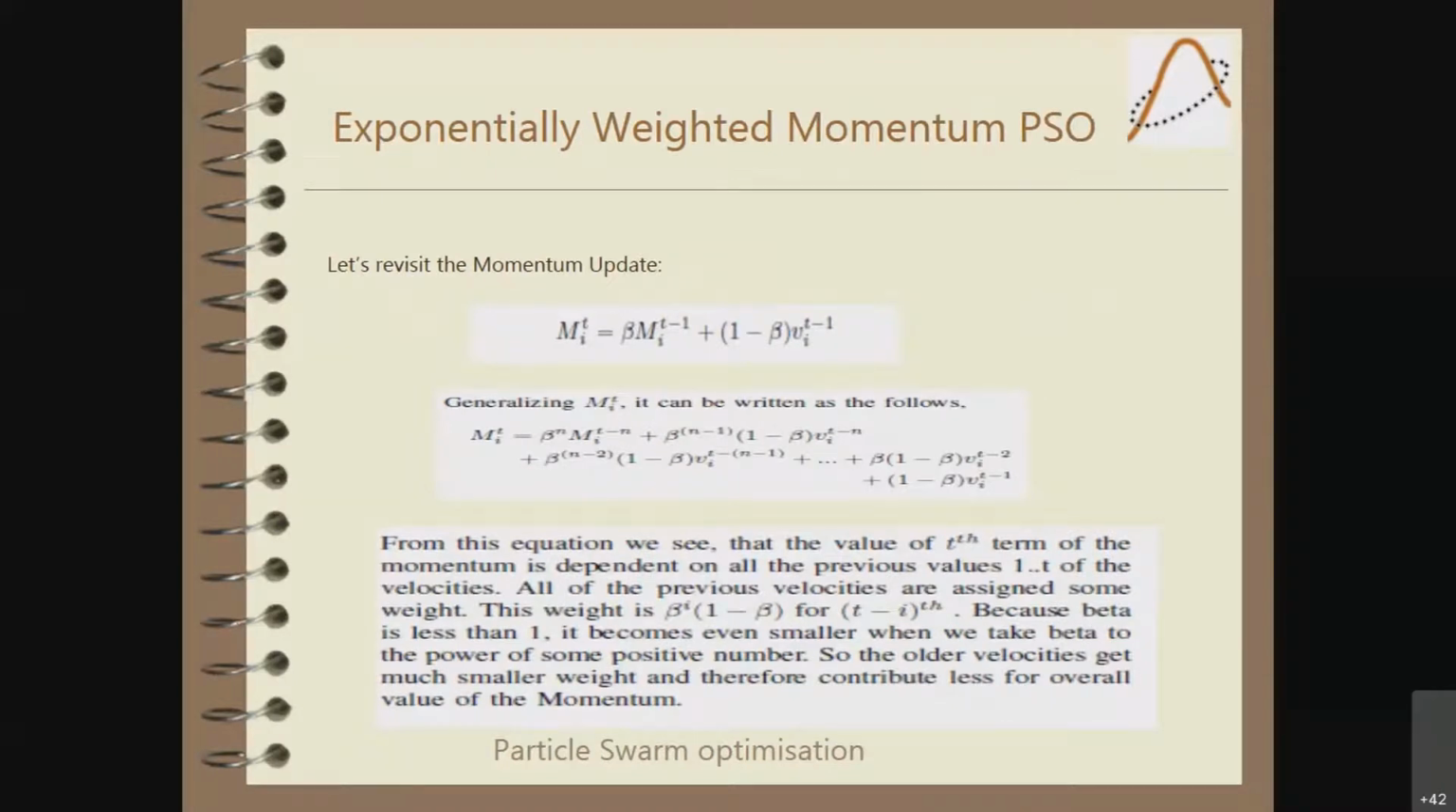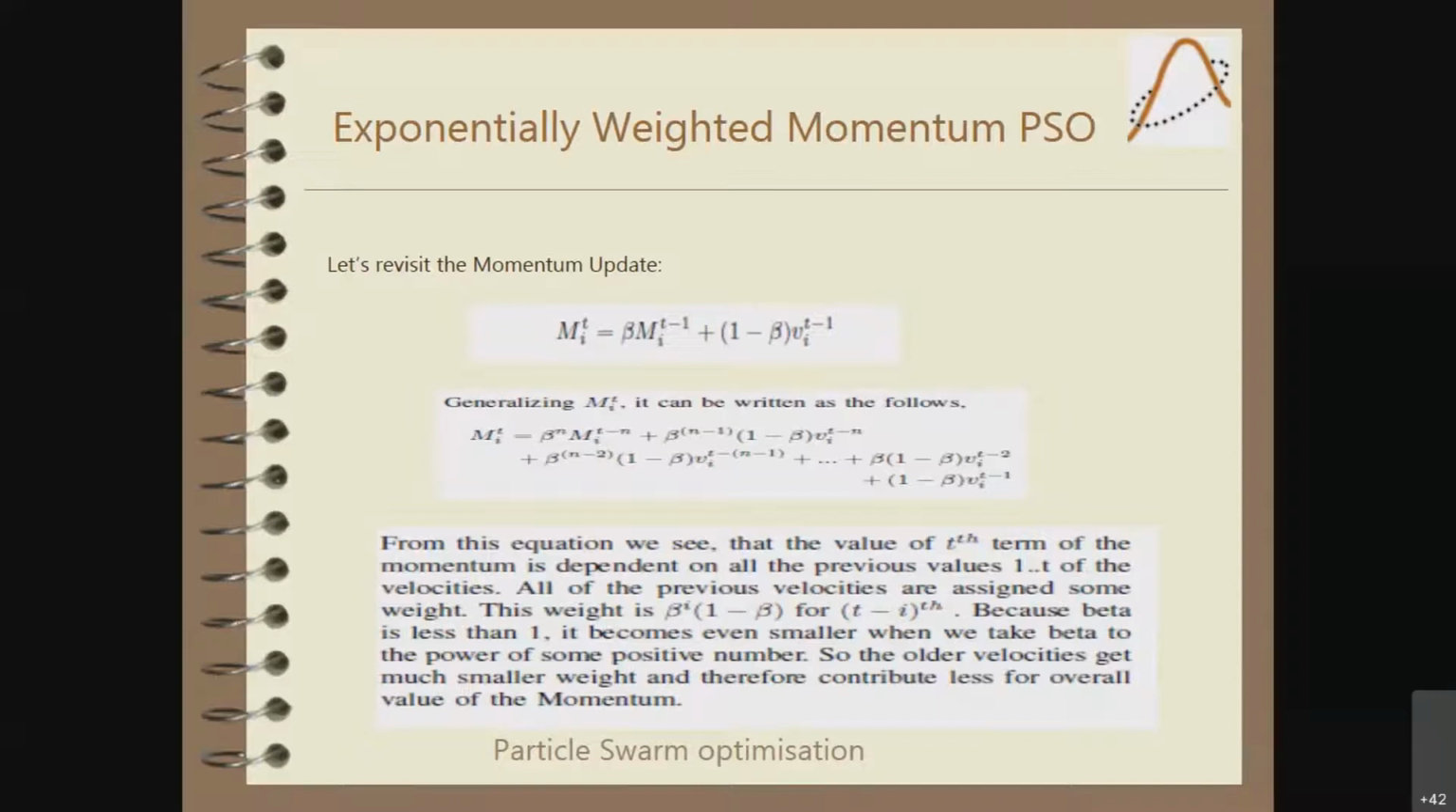So if you look at this particular momentum update, and you do some basic algebra, which is there in the main paper, which I'm going to share, you will see this very, very clearly. See, beta is a convex combination, right? Which means the value of beta is between 0 and 1.